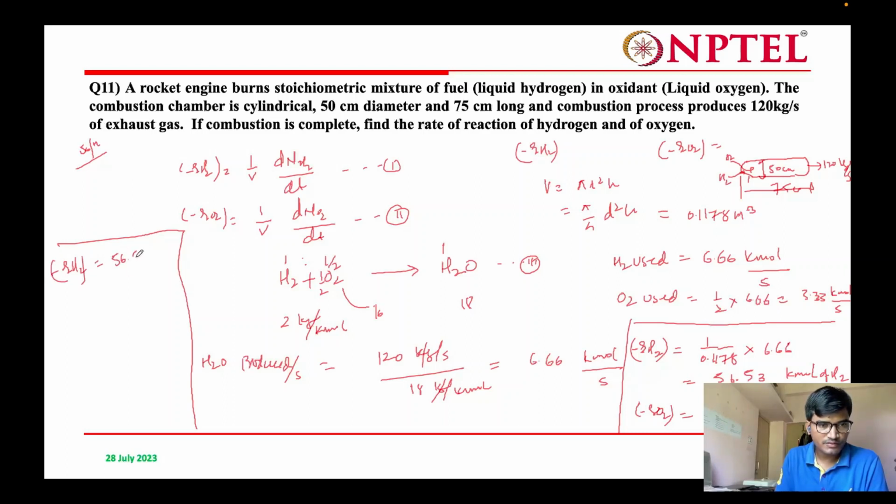So 56.3 kilomole per meter cube of rocket per second for hydrogen. And for O2 it will be 28.26 kilomole per meter cube of rocket per second.